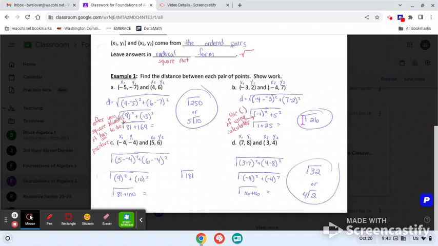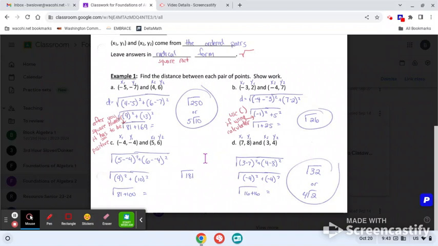So take your time as you go through these. It's very easy to make mistakes, like a minus negative, or taking the negative and squaring it and still writing a negative. After you square it, it will always be a positive. Please, please, please make a note of that. And then you can try letter C and D on your own.